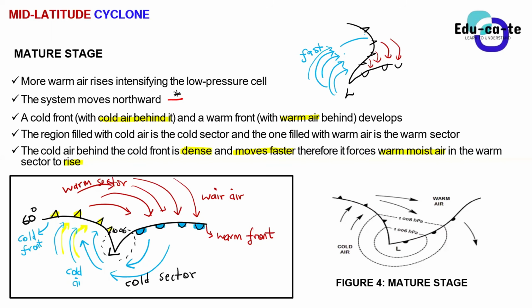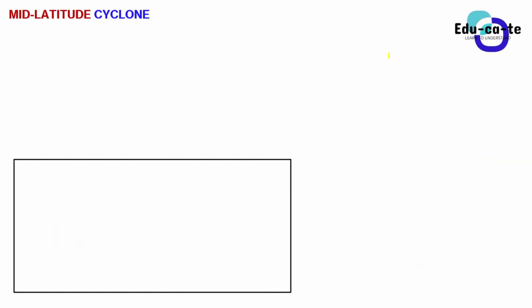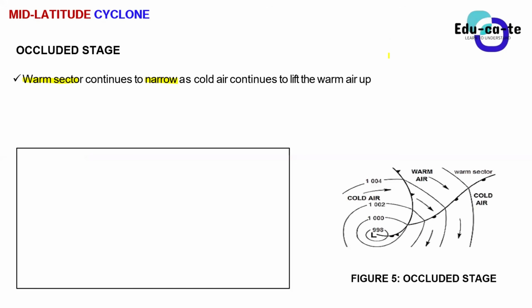Do you see it? This cold air keeps on pushing and pushing, and this warm air found in this region, in the warm sector, keeps rising. So the warm sector becomes small. There is a smaller region with warm air because the warm air is gone, guys. Do you get the sense? Yes, that's what happens. So during the occluded stage, the warm sector will continue narrowing as the cold air continues to lift up the warm air.